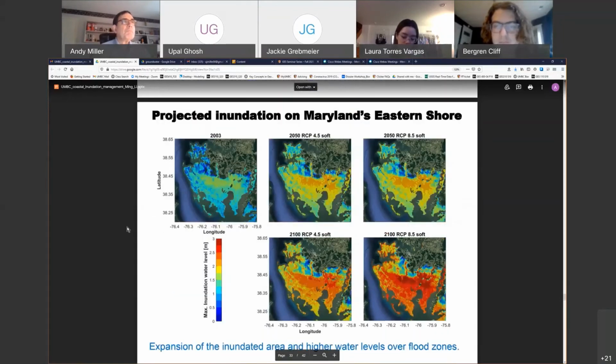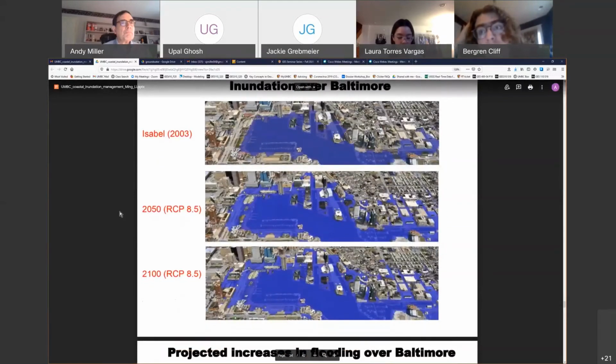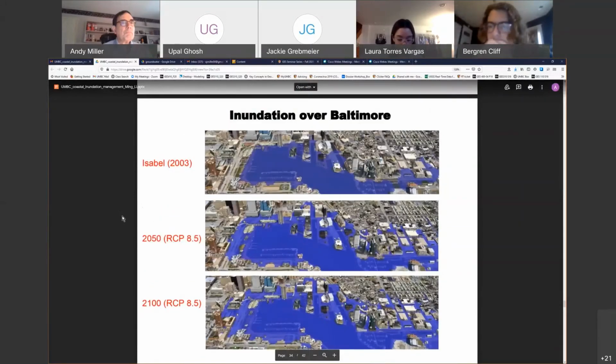Next slide, please. Yeah, this is just looking at the eastern shore of Dorchester County. Here it's actually interesting because there's a steep change of topography, so there's not much extension in the inundated area. It's more of increasing inundated depths. Next slide, please. And this is Isabel. Look at the inundation map of Baltimore in Isabel. So only the inner harbor area and Little Italy area was flooded. But for 2050, 2100, there'll be a much more extensive area flooded around downtown Baltimore. Next slide, please.